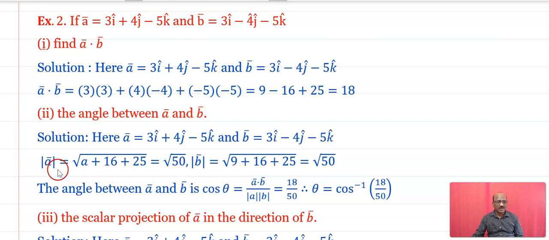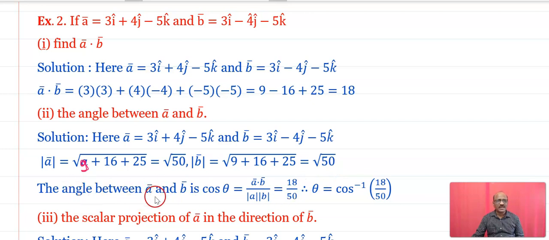Mod of a bar is the root of 3 square, which is 9, plus 16 plus 25, and the total is 50. Therefore, mod of a bar is root 50. Mod of b bar is 3 square plus minus 4 bracket square plus minus 5 bracket square, and you will get root of 50. Both are the same.